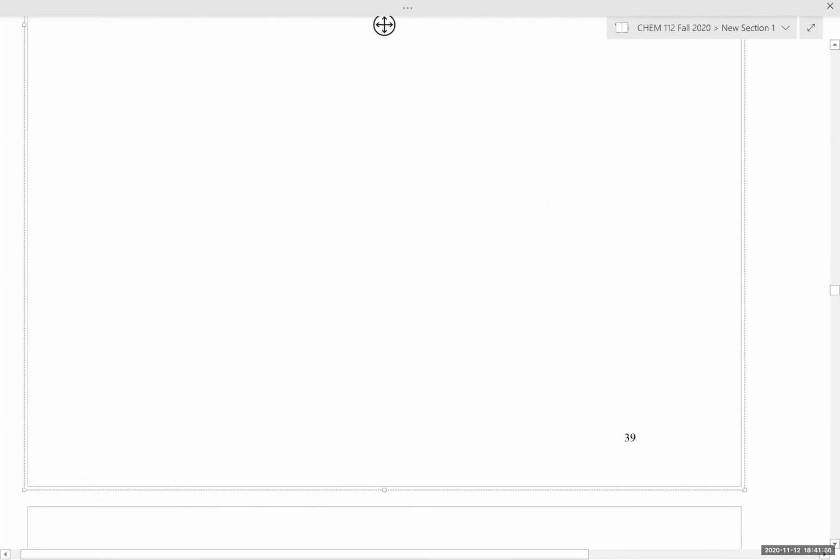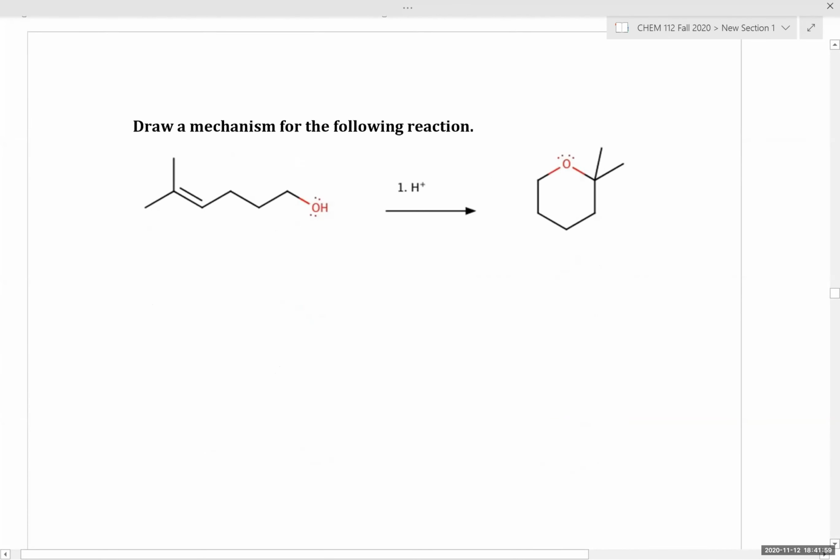Okay, so let's keep going now. We're going to add a small twist to this reaction, and I'd like you to try to draw a mechanism for the following reaction. This time we're treating our sample with an acid. Let's use hydrochloric acid just as an example. And this is going to trigger a very fast intramolecular reaction. So intra, within the same molecule. Now, it's still an acid catalyzed substitution reaction.